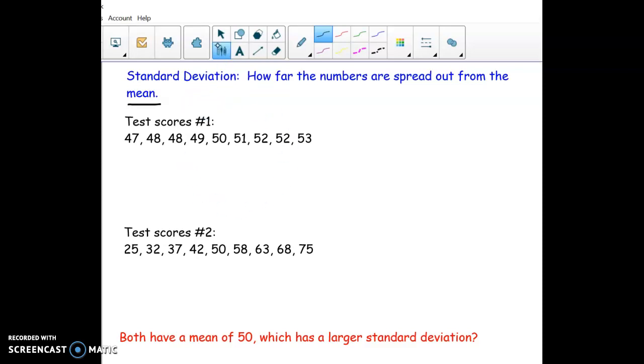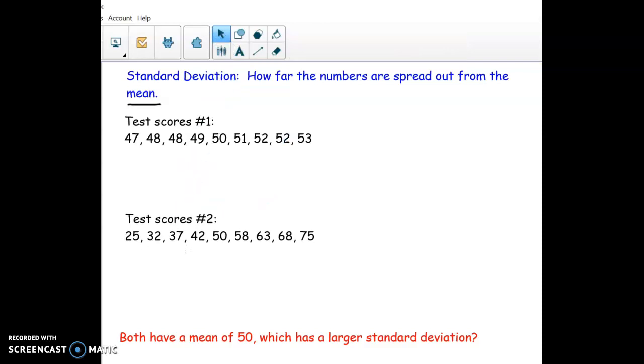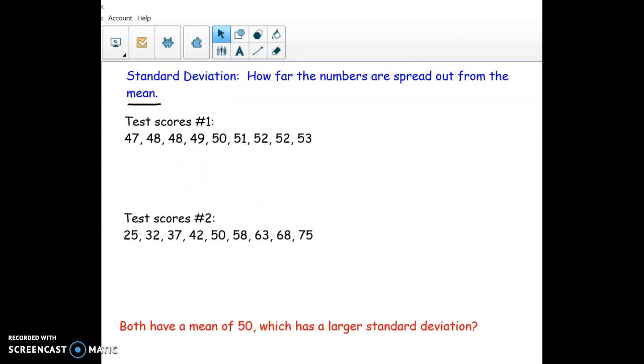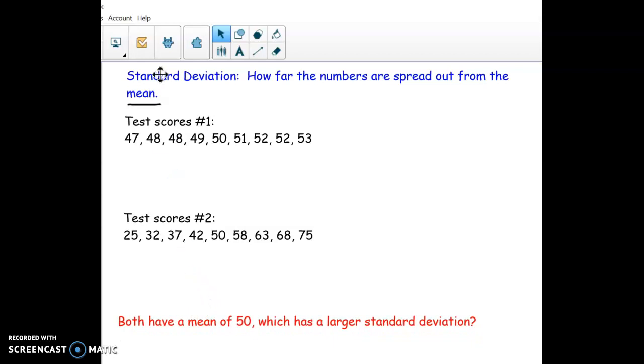Okay, so I have two sets of test scores here, test scores 1 and test scores 2. They both have a mean of 50, but based on this definition, which of them do you think has a larger standard deviation number? All right, so pause the video and see if you can answer that question based on the definition.